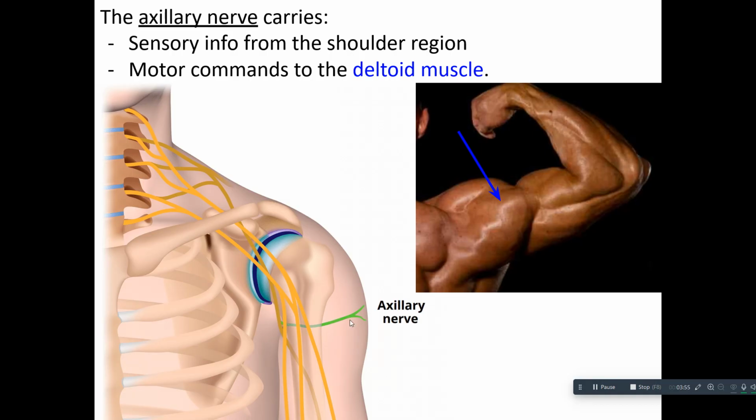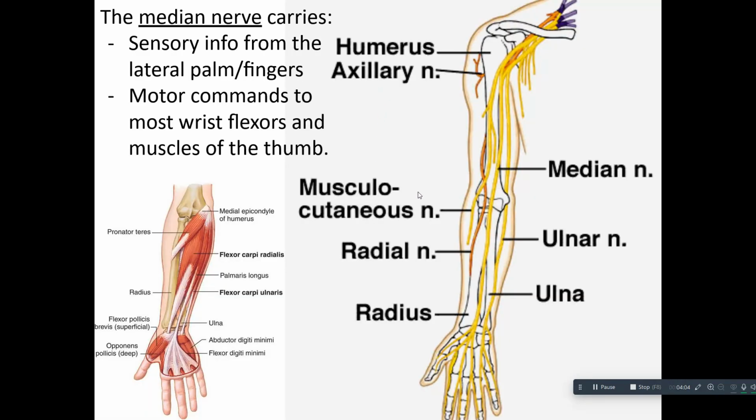So it takes sensory information from the shoulder region, and it's going to control that big shoulder muscle, which is the deltoid muscle. Now the median nerve runs very much down the middle of the arm. I mean, that's why it's called the median nerve. And what the median nerve is going to do is it's going to carry sensory information from the lateral palm and fingers, as well as motor commands to most wrist flexors and thumb muscles. We see a bunch of wrist flexors and thumb muscles here. That's the job of the median nerve.